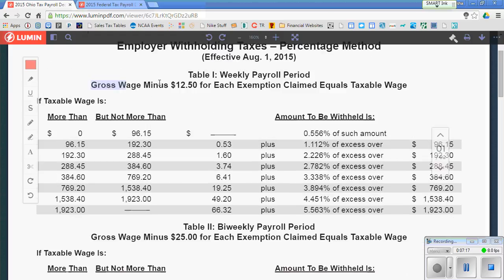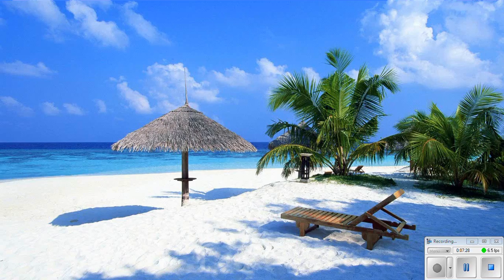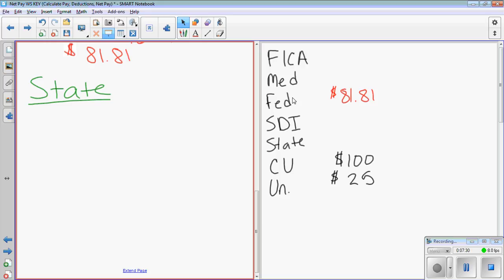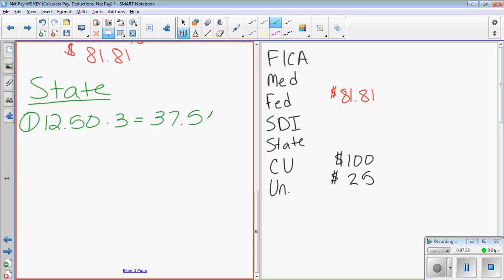But here is where we get the number for step 1 on this chart. Okay, this number is 12.50. How many withholdings does Peyton have? 3. So I'm going to take 12.50 times 3. And that's going to give me $37.50.